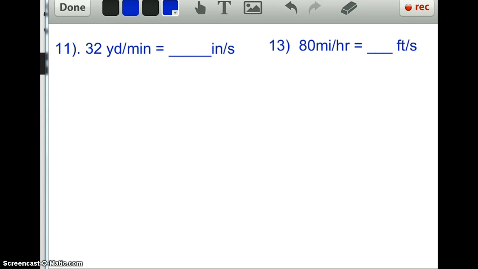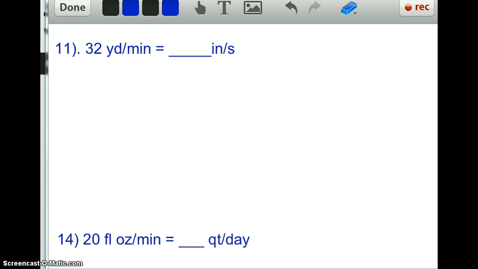Question 11 was where stuff got really hard. So if you needed help with that, here you go. 32 yards per minute makes how many inches per second? All right, so that last one that we just did, I just realized was number 13. So if you need to go back, it's number 13, if that helps you. Let's look at number 11 from the assignment. It says 32 yards per minute equals how many inches per second?